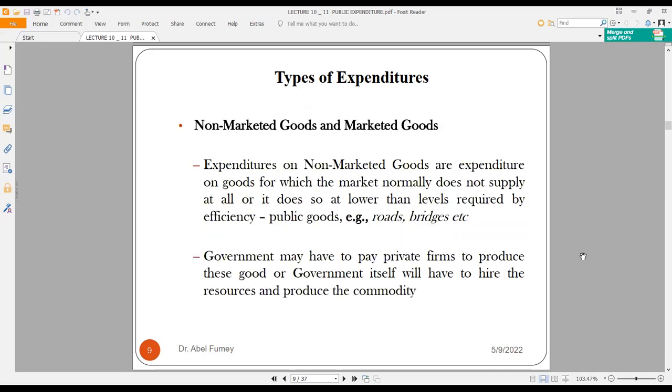And then for non-marketed goods and marketed goods, a good is marketed if it is produced by the private sector or by the free economy. The market is able to produce those goods. The non-marketed goods are the ones that the market normally fails to produce, what we term public goods. So when the government spends on the production of public goods like roads, schools, hospitals, bridges and the like, the expenditure incurred on these, we call expenditure on non-marketed goods, and the ones on marketed goods are the expenditure on marketed goods.